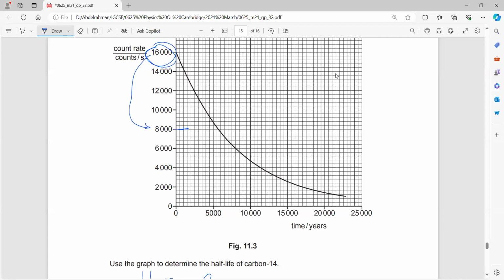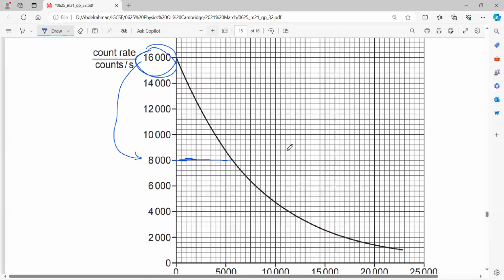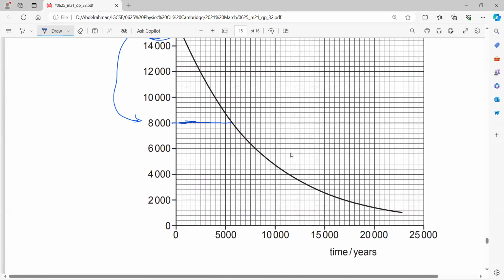I will draw a line. But here I need to be quite accurate. Zoom in. Okay. And then this line is in the center of the square. I'll draw a line all the way to here. What's this? Can someone help me out? 5,750. 5,750. That is correct.